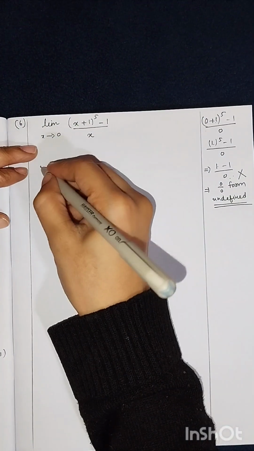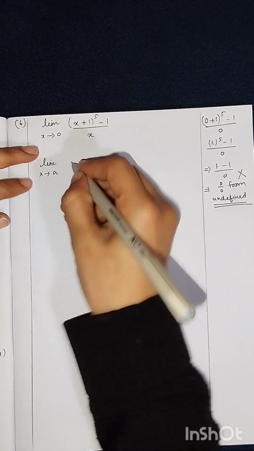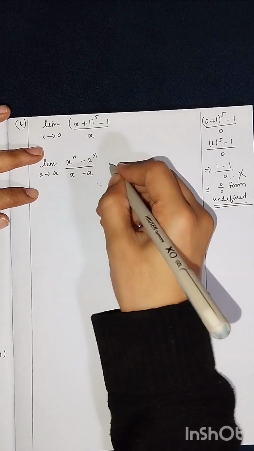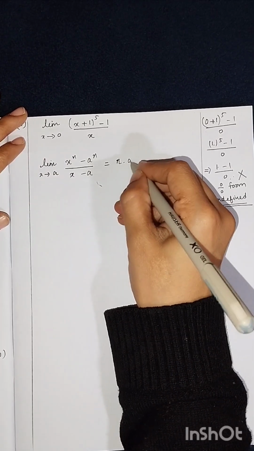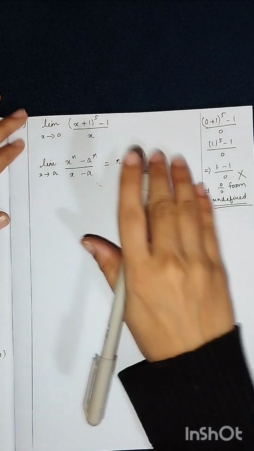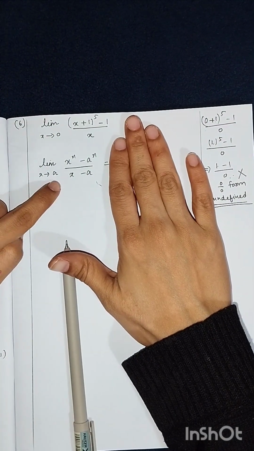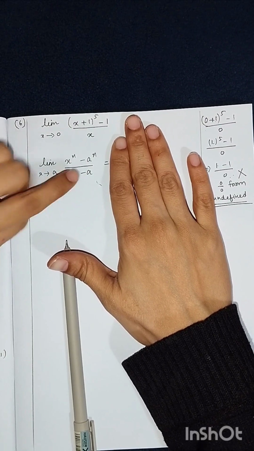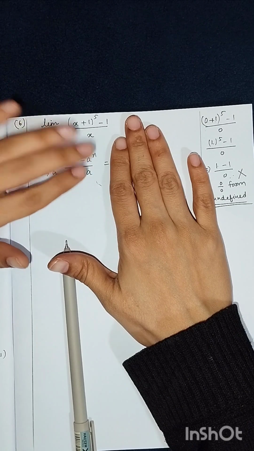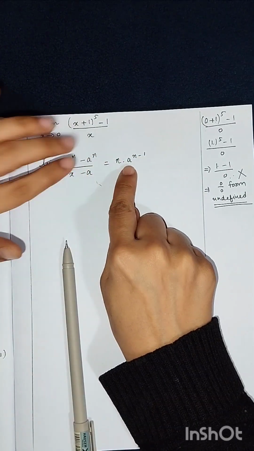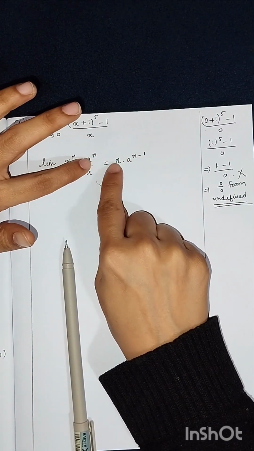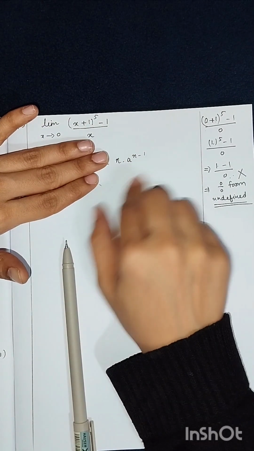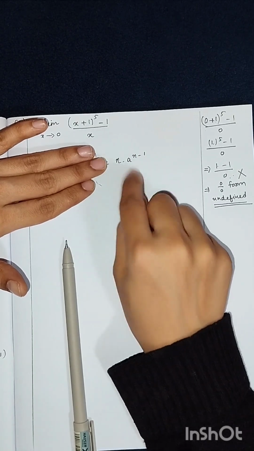See, you have limit x tends to a, x to the power of n minus a to the power of n divided by x minus a, is equal to n into a to the power of n minus 1. So when we have a situation like this, limit x tends to a, x power n minus a power n over x minus a, then we can solve this sum very easily by substituting n into a to the power of n minus 1. We substitute the value of n and the value of a and we can get the limit value. This is our main purpose, right? We have to get the answer, right?